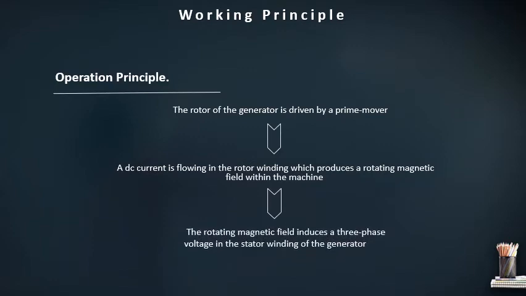Next, the operating principle of the synchronous machine, in a step-by-step manner. Firstly, the rotor of the generator is driven by the prime mover. After this, a DC current flows in the rotor winding, which produces a rotating magnetic field within the machine. Next, the rotating magnetic field induces a three-phase voltage in the stator winding of the generator. So this is a simple flow chart for the operating principle of the synchronous machine, or we can say the synchronous generator.